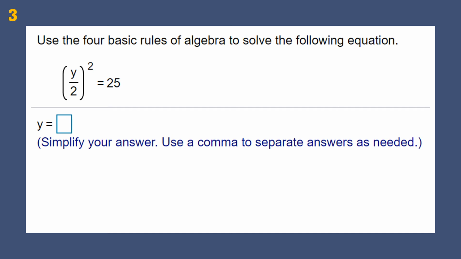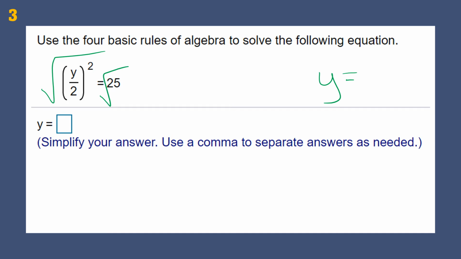So this is something that's squared. The first thing we're going to do is work outward. We're going to peel away the outer layers as we work our way toward the inside. What we're trying to get is the y by itself, or y equals. So we're going to start by square rooting both sides.